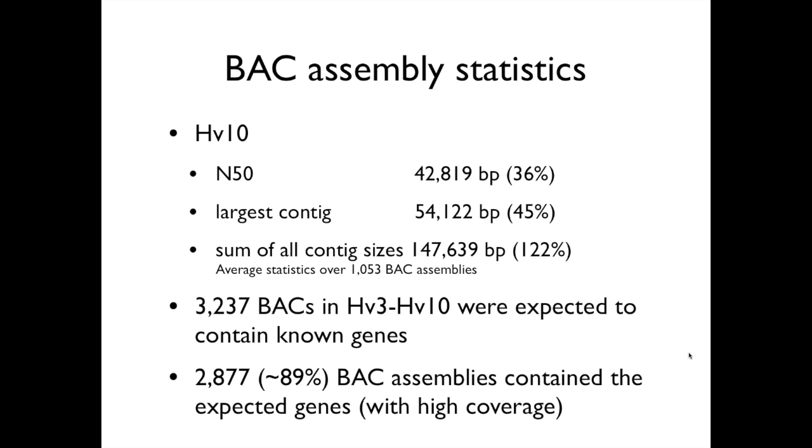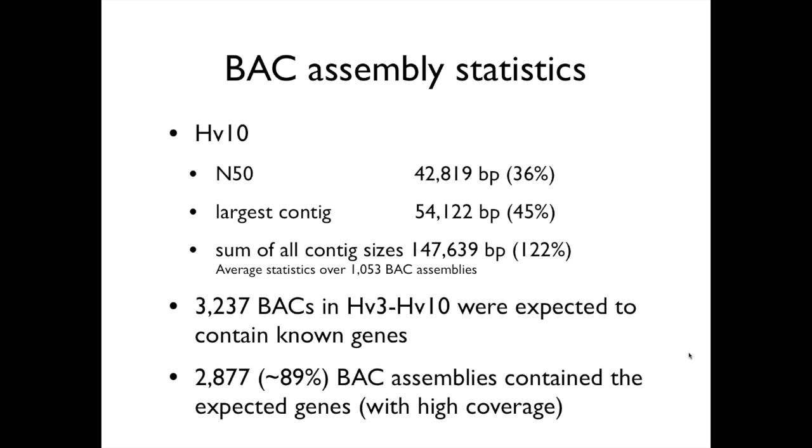So how does the assembly look for HV10? Well, the N50 is very high. The average N50 over the 1,000 BAC assemblies is about 42,000 base pairs. The average largest contig over all the 1,000 assemblies in HV10 is 54,000 base pairs, and the sum of all the contig sizes is about 147,000 base pairs, which is sort of overshooting the average BAC length. So we have some inflation of contigs that needs to be resolved.